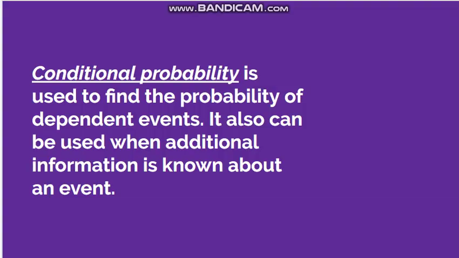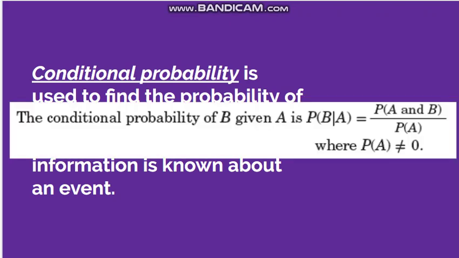What we've been looking at for B given A is conditional probability. That's used to find the probability of dependent events. It can also be used when additional information is known about an event. This is something that we do in statistics sometimes when we have extra information about a scenario. So you can do this when you know what our first event is, but you can also do this when a problem gives you some extra information.